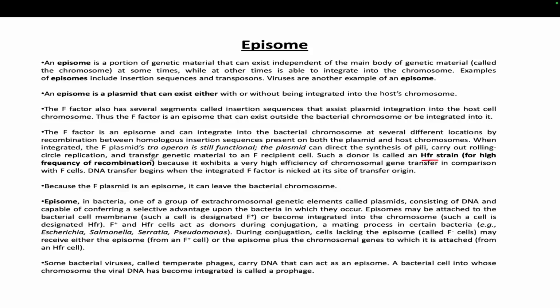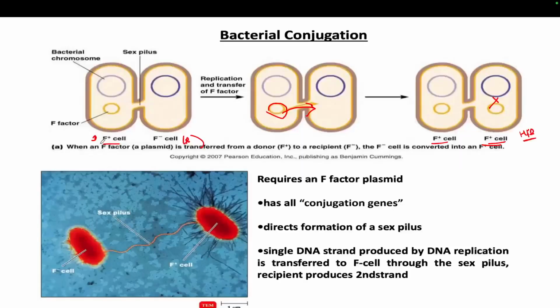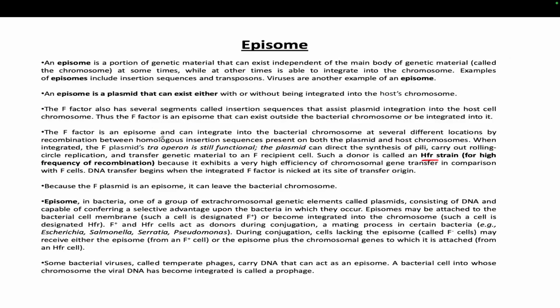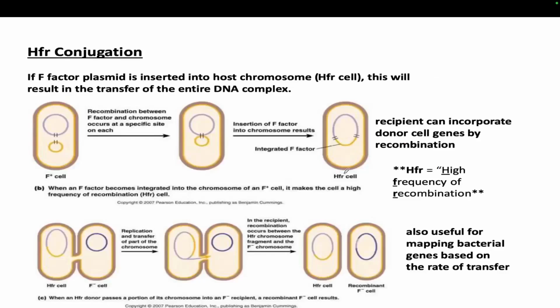It has a high frequency of recombination, because it exhibits a high efficiency of chromosomal gene transfer in comparison with the F positive cell. The recombination frequency increases when it is integrated with the main chromosomal DNA, compared to the F positive cell. So that is the episome.